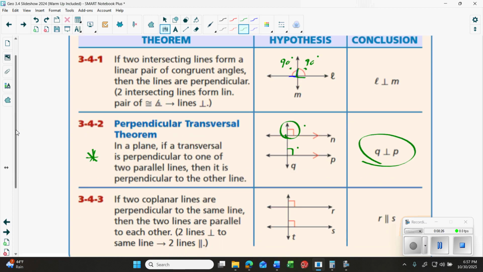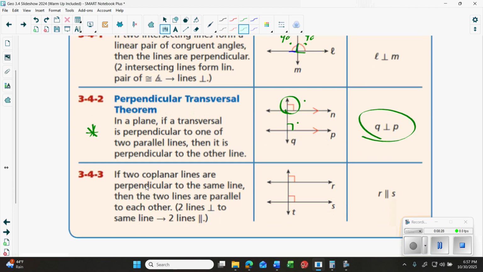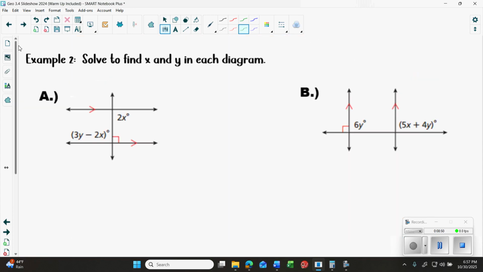And lastly, if two coplanar lines are perpendicular to the same line, then the two lines are parallel to each other. So if you have two lines, not sure if they're parallel, but you have perpendicular, or 90-degree angles, then we can use the converse of the alternate or corresponding angles postulate and say these are parallel. A little bit of a break from proofs in this section, but we are going to solve some problems here. Solve to find x and y in each diagram.